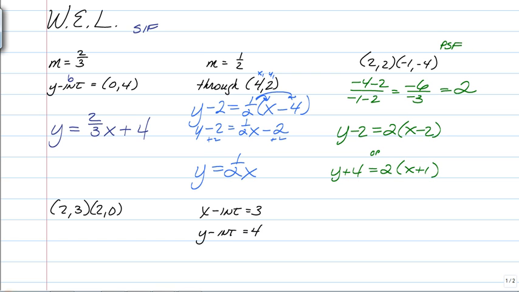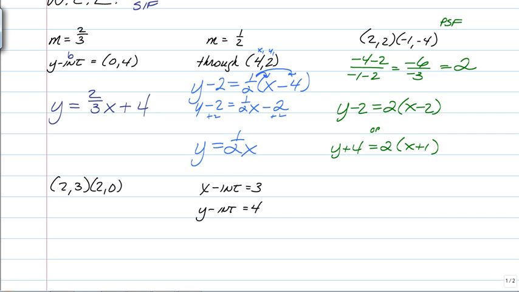So the next one, moving on to the next one. The first thing you have to do is find the slope. So you're going to do 0 minus 3 over 2 minus 2, which is equal to negative 3 over 0. And you remember that this is undefined.